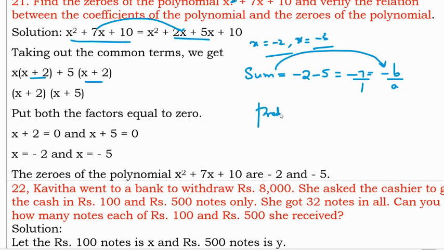We also have to find out the product of zeros, which is minus 2 into minus 5. These are the two zeros which we got after factorization. So minus 2 into minus 5 is plus 10. 10 can be expressed as 10 by 1. Here 10 is c and 1 is the x square coefficient a. So product of zeros is c by a.